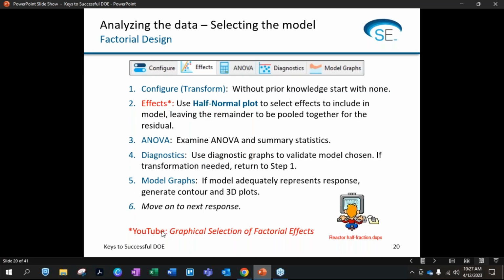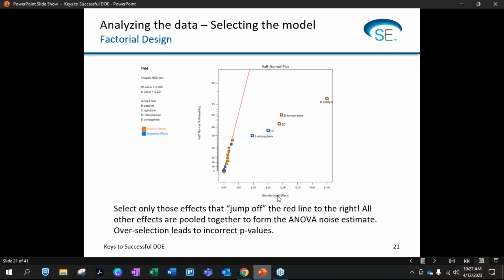I'll just note that there is a YouTube video on this graphical selection of factorial effects that you can reference. I'm just going to show you a screen here. This is the half normal plot of effects. You select only those effects that jump off the red line to the right. So they have to be below and to the right of the line. If they're to the left of the line, you don't select them. Those are not significant. But we are going to use these big terms to create our ANOVA, and all the other terms are left in the residual.